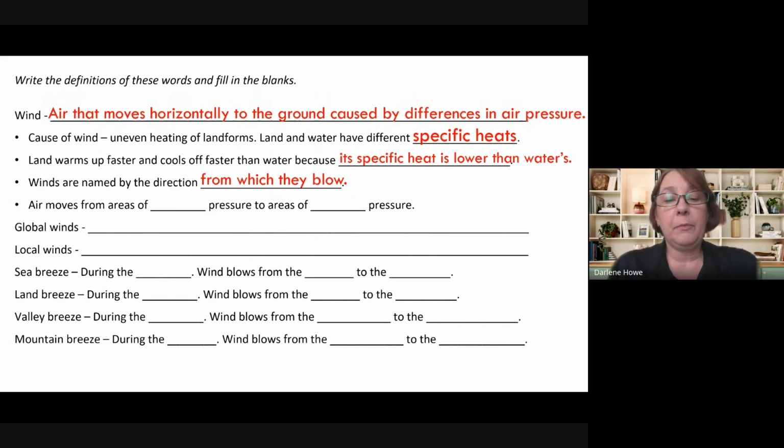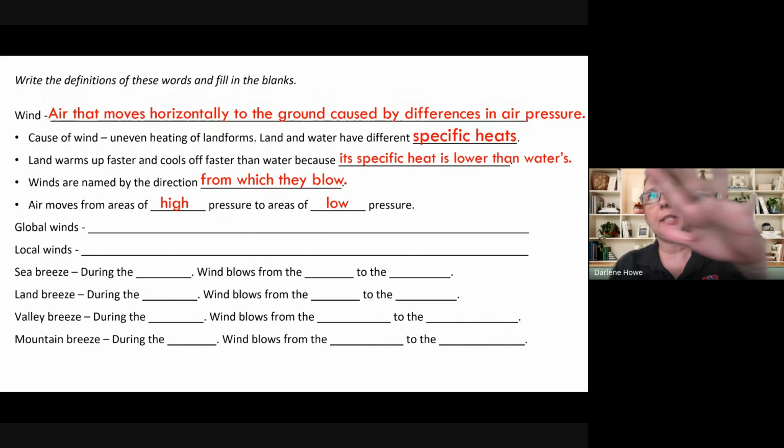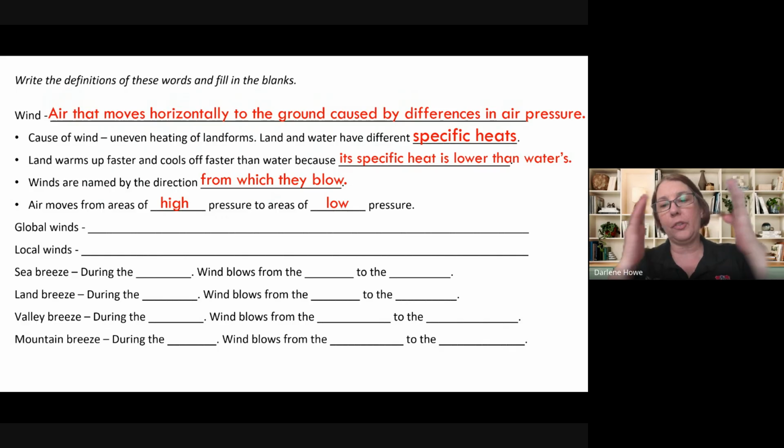Air moves from areas of blank pressure to areas of blank pressure. Remember this always, from high pressure to areas of low pressure. High pressure is cooler air. It's high pressure because it's higher density. It's more compacted. It's squeezed together. Low pressure is warm weather because it's expanding. It's moving away from itself. The particles are moving away from themselves. It's a lower density air. So you'll always get the cooler winds, cooler breezes coming in to replace that air that's moving up in the atmosphere, the low pressure air. So always from high pressure to low pressure.